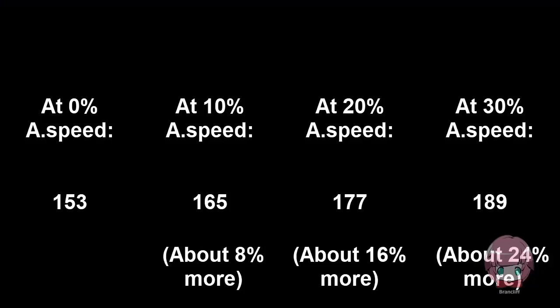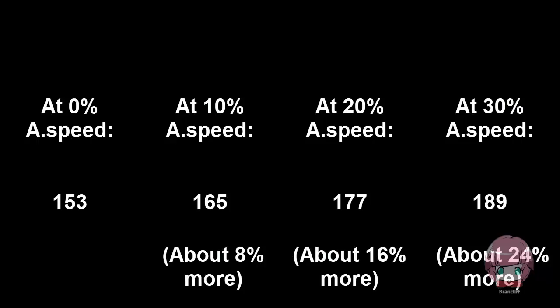I don't know about you guys, but I thought there would be bigger differences between each of these tests. For every additional 10% attack speed I had, I would be able to get 12 more staff swings out in 90 seconds. At 30% attack speed, I was able to get 189 swings. However, if I were to have 30% more swings than at 0% attack speed, I would have 198 staff swings instead. 189 is more like 24% more swings.